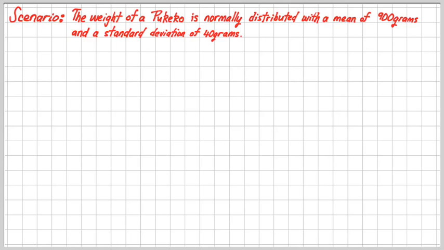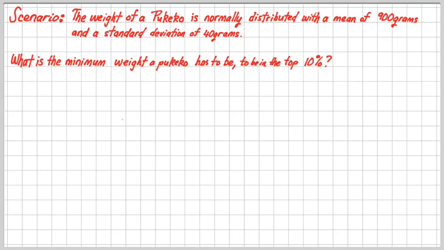So, here is the scenario. The weight of a pukeko is normally distributed with a mean of 900 grams and a standard deviation of 40 grams. The first question we're going to ask is, what is the minimum weight a pukeko has to be in the top 10%?